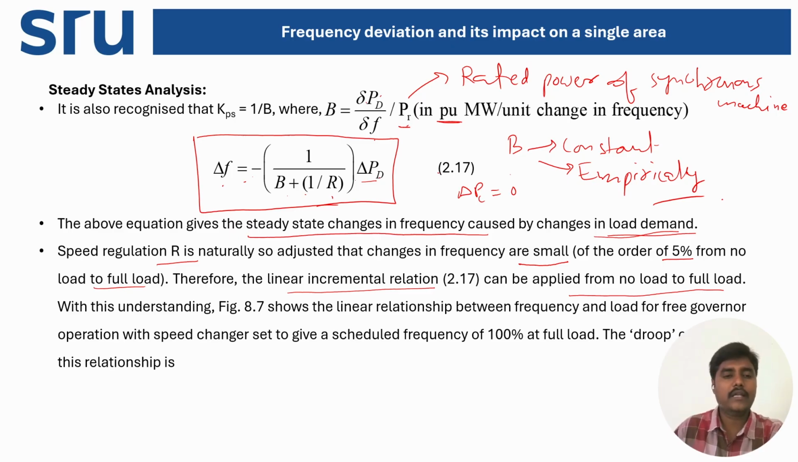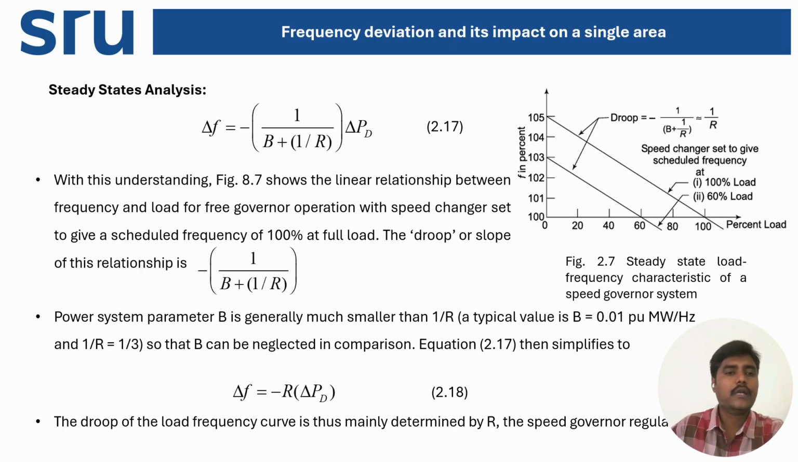Just by understanding figure 8.7, we have seen the linear relationship between frequency and load for free governor operation, with speed changers set to give a scheduled frequency of 100% at full load. Now the droop relation can be expressed as delta F of S is equal to minus 1 by B plus 1 by R into delta PD. Using this equation, we can draw the graph as presented in figure 2.7.